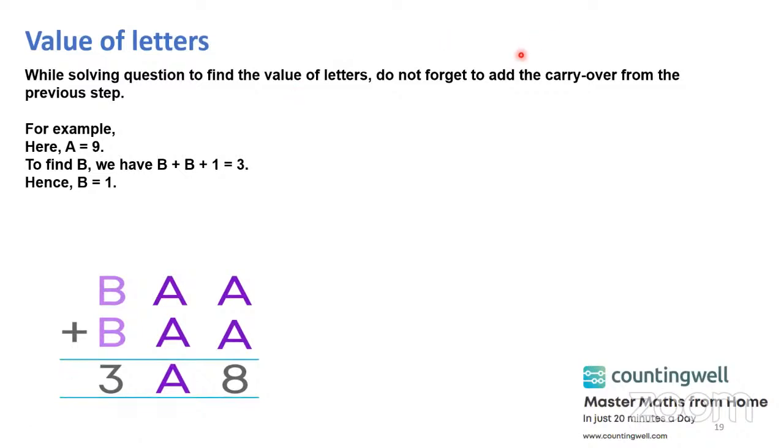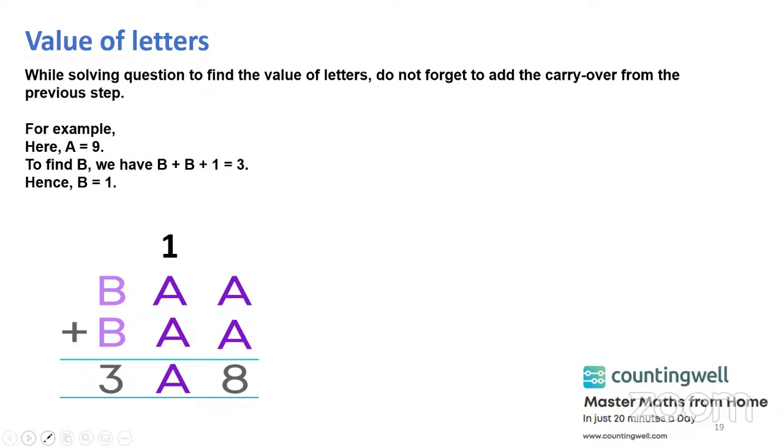Now, in exams, we will have questions where you have to find the value of letters. So while solving such questions, do not forget that the carryover from the previous step is to be added. For example, in this case, we have the value of a is 9. To find b, we should have b plus 1 equals 3, hence b equals 1. So once you know the value of a is 9 and 9 plus 9 is 18.